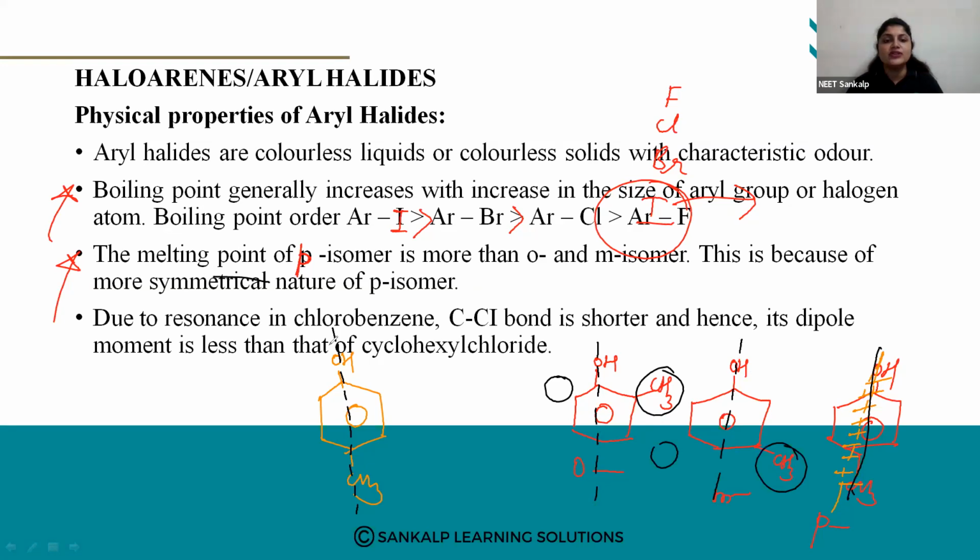Now, due to resonance in chlorobenzene, the C-Cl bond is shorter and hence its dipole moment is less than that of cyclohexyl chloride. So this is another physical property of aryl halides.